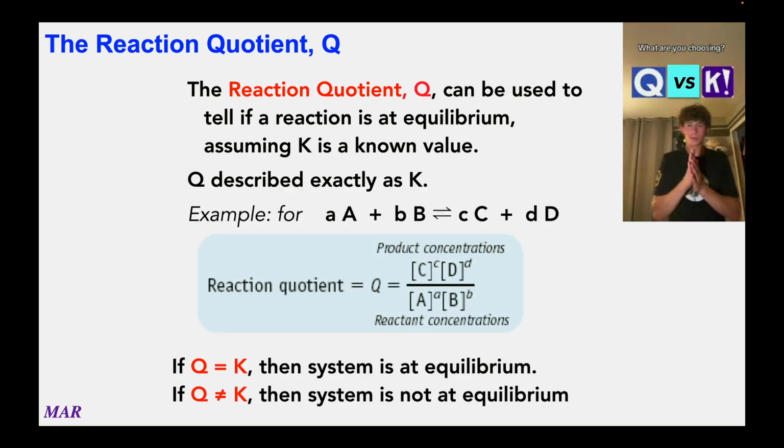Q is described exactly as K. It's products over reactants, so big C and big D divided by little a and little b, and all of those letters are raised to their stoichiometric coefficients. But here's the thing: it's got the same form as K, so if Q and K are the same number, your system's at equilibrium, and you're good to go. On the other hand, if Q is not the same as K, that means your system is not at equilibrium, and you can make predictions as to whether you're going to have more product or more reactant.